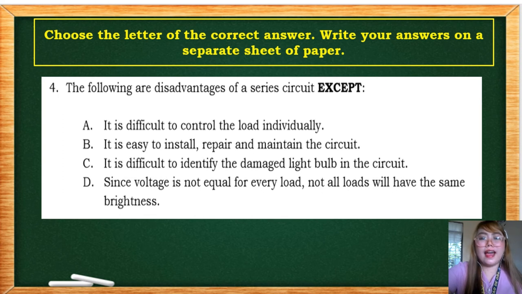Number 4. The following are disadvantages of a series circuit except A. It is difficult to control the load individually. Letter B. It is easy to install, repair, and maintain the circuit. Letter C. It is difficult to identify the damaged light bulb in the circuit. Letter D. Since voltage is not equal for every load, not all loads will have the same brightness.